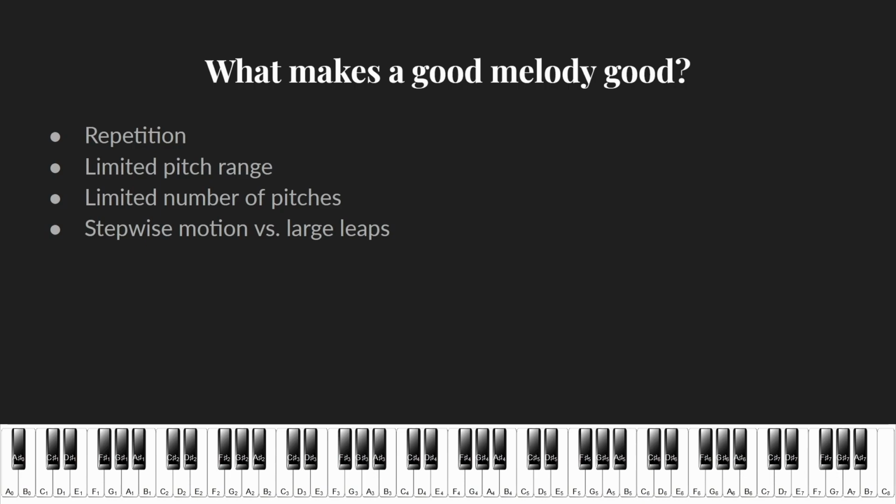There's 2 types of motion that you can have in a melody. One is moving with smaller intervals. We can call that stepwise motion. And then there's larger leaps where the intervals that you jump are larger, say a fifth or maybe even an octave. They have different effects on how a melody sounds.